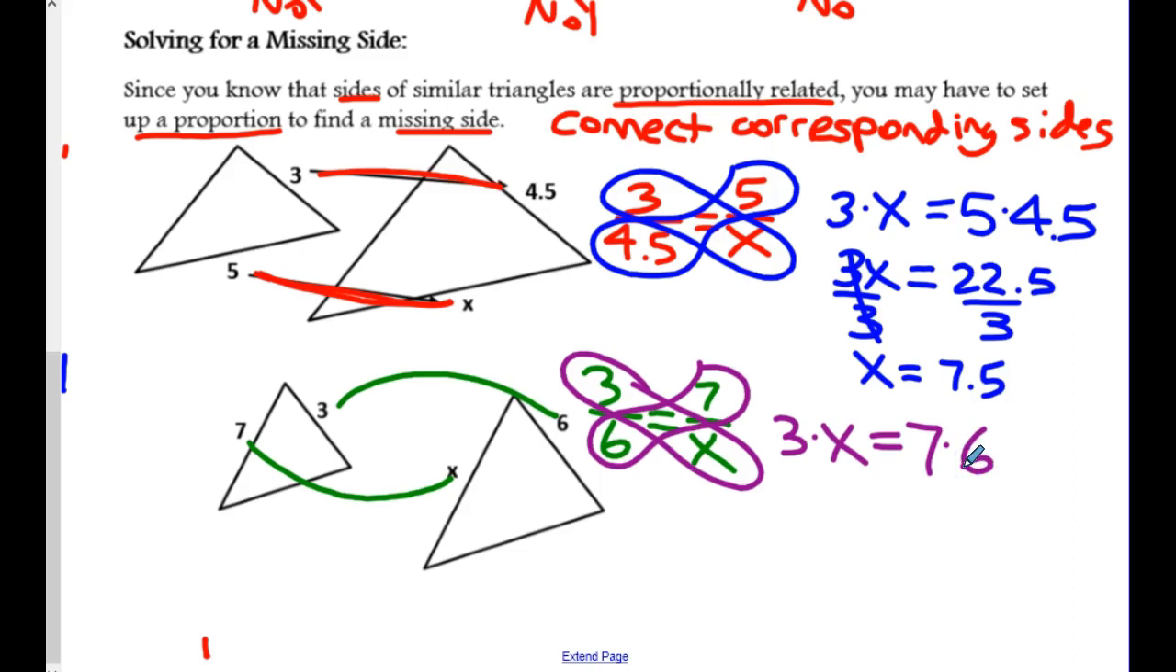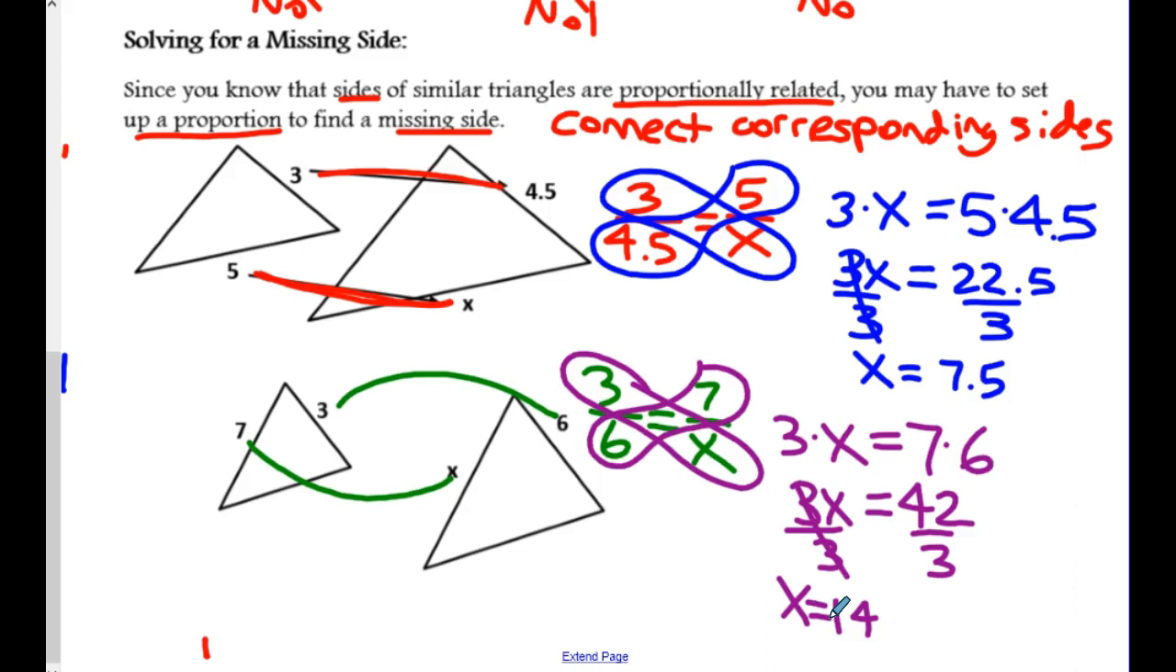And then we just got to do the multiplying and then the dividing, right? So 3 times x is still 3x. 7 times 6 is 42. And then we divide by that coefficient 3 to get 14. Okay? So again, step 1, connect them. Step 2, write your two fractions with an equal sign. Step 3, cross multiply. Step 4, divide. That's it. Anytime we have similar triangles, that's how you do it. Okay, let's try an example on the next page.